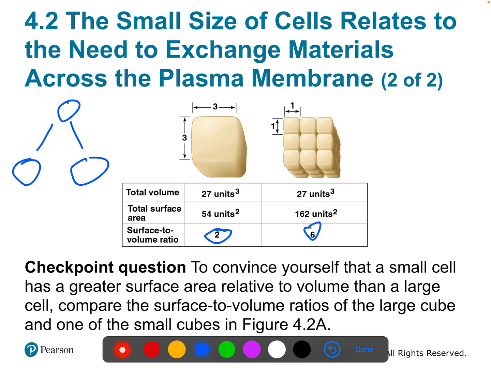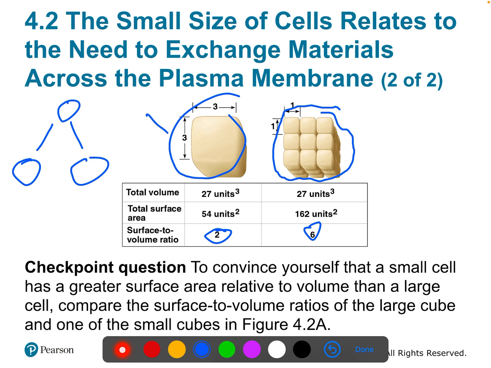Look at this image here. We have a cell here, like imagine this cube is a cell, and then we have a bunch of cells here, okay? 27 of them, in fact, right? But notice they each occupy the same volume. But we have some differences here.